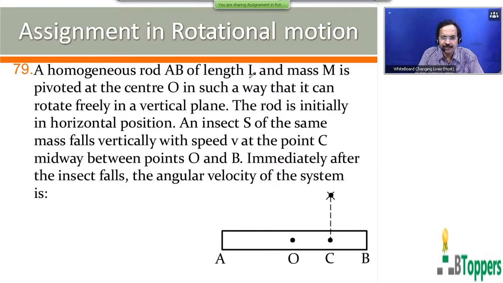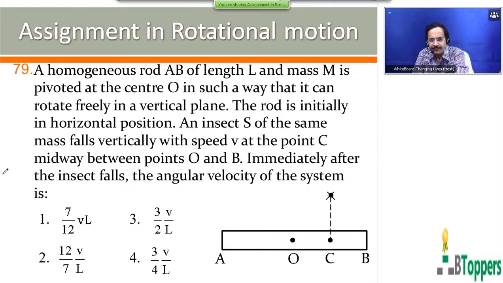A homogeneous rod AB of length L and mass m is pivoted at center O in such a way that it can rotate freely in a vertical plane. The rod is initially in the horizontal position. An insect S of the same mass falls vertically with speed v at the point C midway between the points O and B. Immediately after the insect falls, the angular velocity of the system is. Come on, take a pause and try the question yourself.